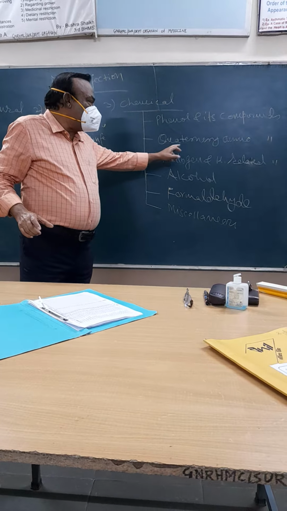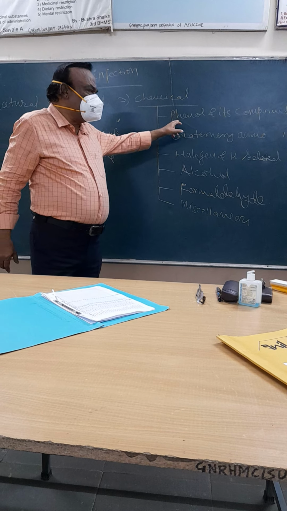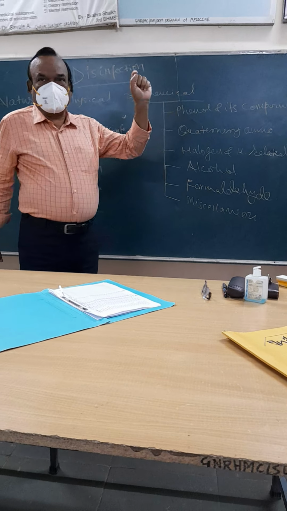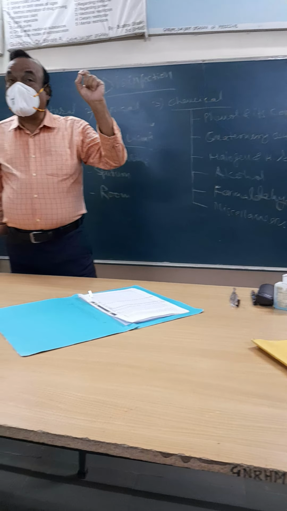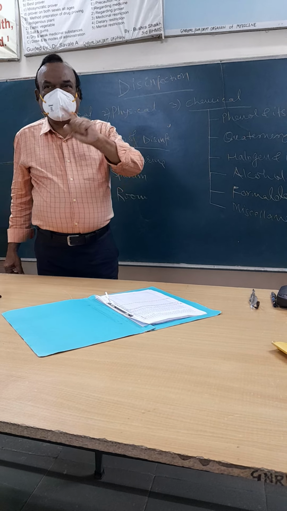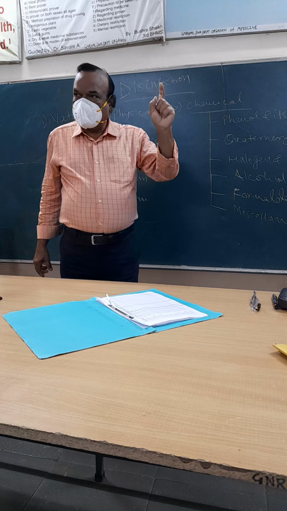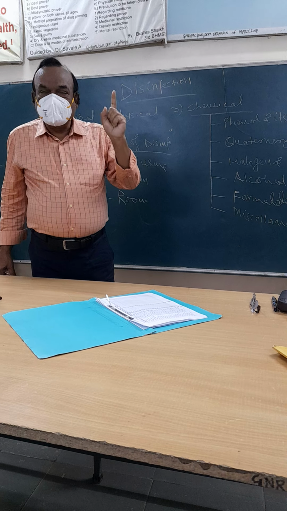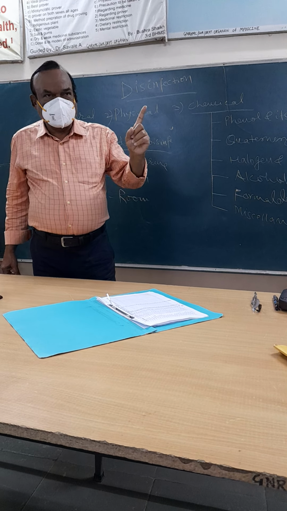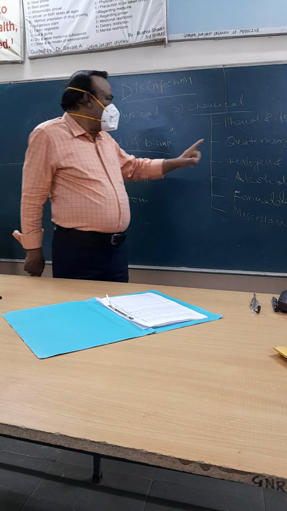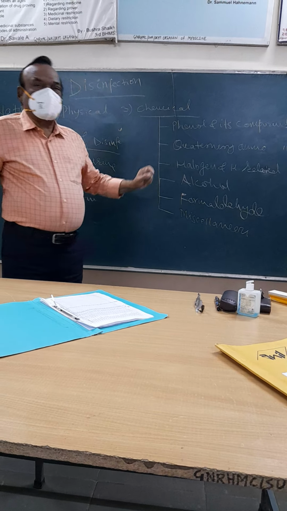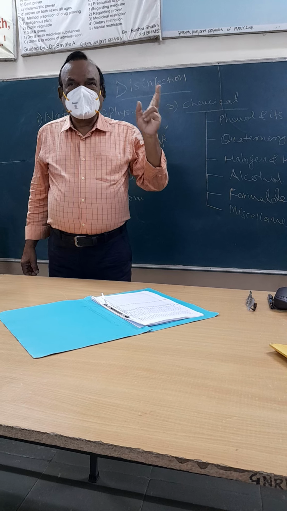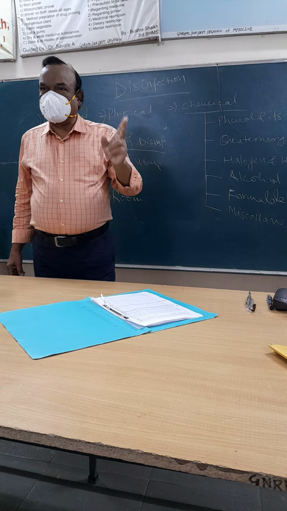The other example in the phenol category is carbolic acid, which is used for dressing purposes. This carbolic acid was first used by the scientist Lister, from where the era of antisepsis started. Then the second is the quaternary ammonium compounds. Examples of these are Savlon, cetrimide and Dettol.